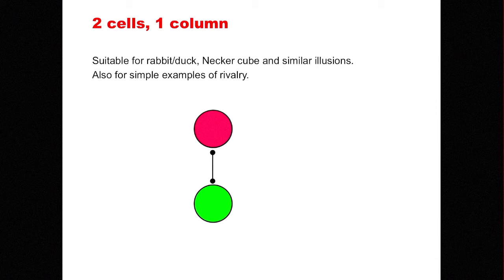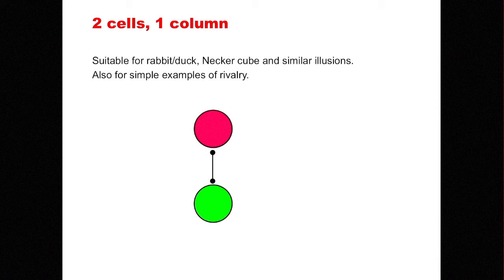So this is going to be my model of the brain looking at the rabbit duck or the Necker cube, particularly the Necker cube. And also there are some simple examples of rivalry. So even this little two-cell network, one column, two levels. Can't get much simpler than that. One column, one level, there's nothing to choose.